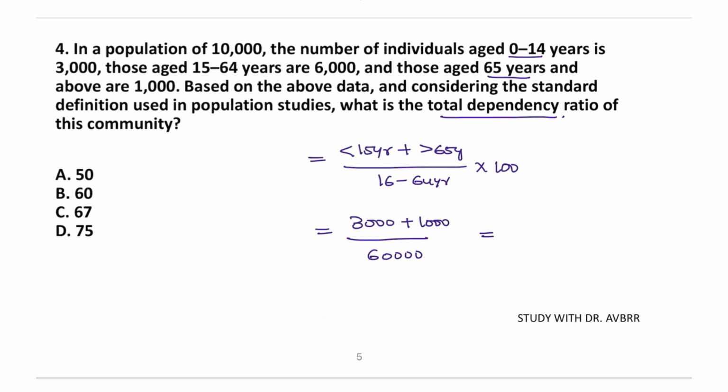Let's apply here. So 4,000 by 6,000. Both cancel by 1,000, and the value we are going to get is around 60 if we substitute it in the calculator. This is just on average I am telling you, guys. So 60 we are going to get here.